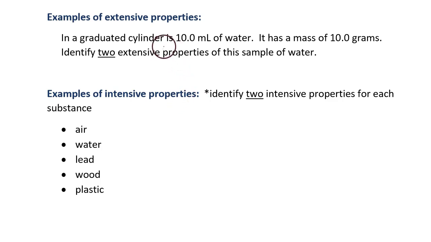In a graduated cylinder is 10.0 milliliters of water. It has a mass of 10.0 grams. Identify two extensive properties of this sample of water. I'll pause the video for you to answer that question, and then we'll discuss.